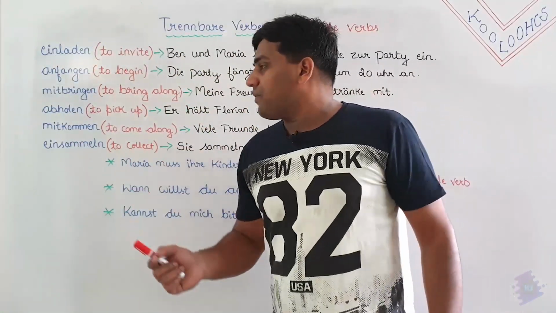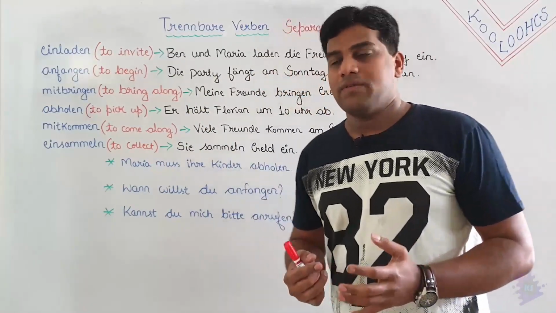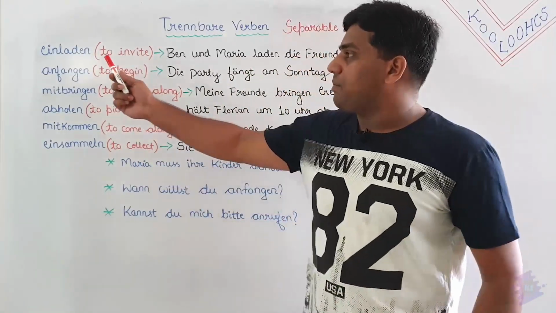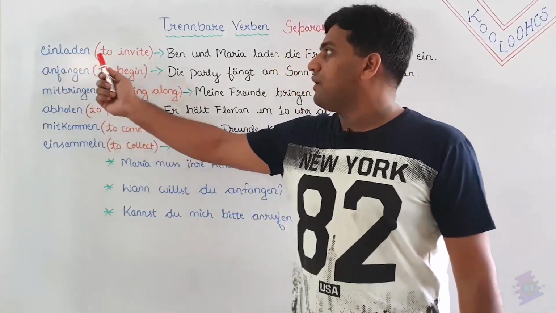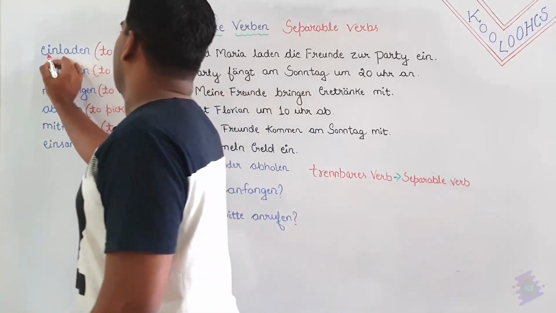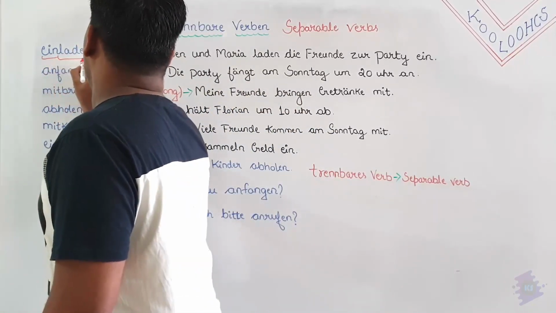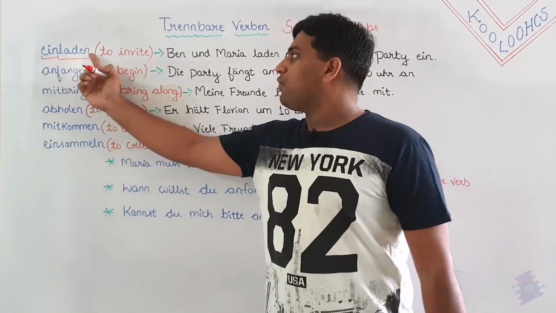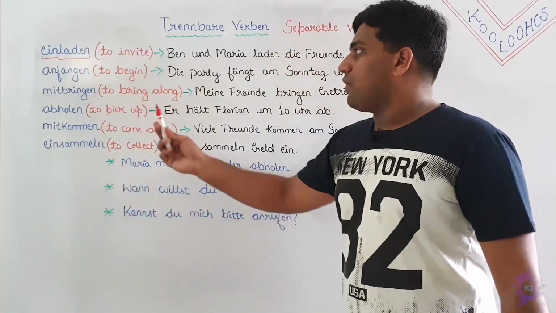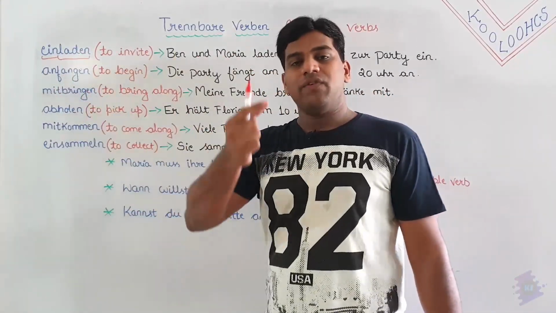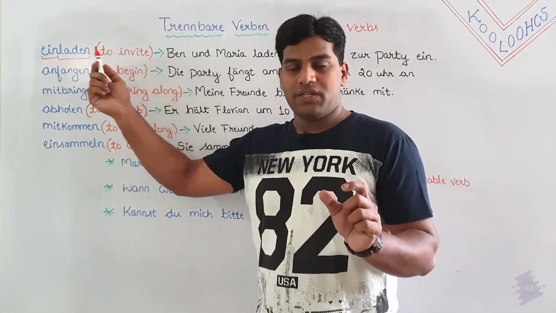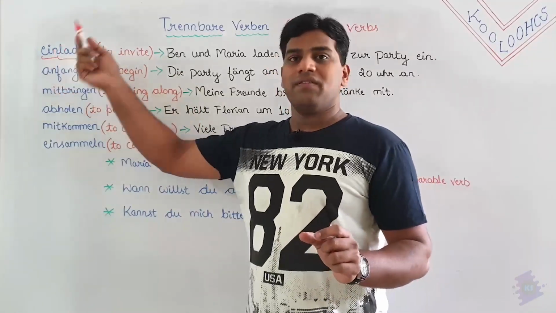So here is a list of various separable verbs that we come across in the German language, and I have explained them with examples. The first separable verb is einladen. Einladen means to invite. Ein is the prefix here, and you only have to conjugate the word laden that follows this prefix. You conjugate only laden and put the prefix at the end of the sentence. At the second place, this verb laden should be there, and you conjugate it according to the subject and put the prefix at the end.